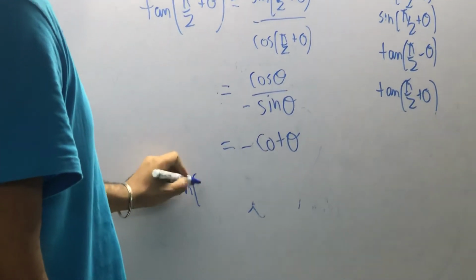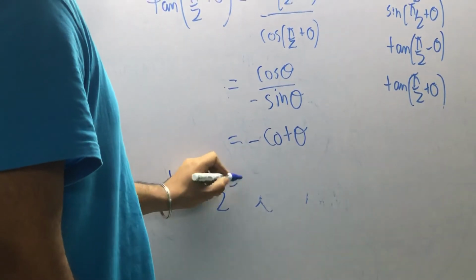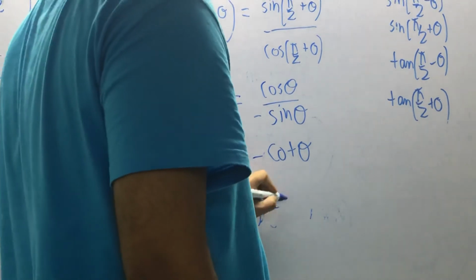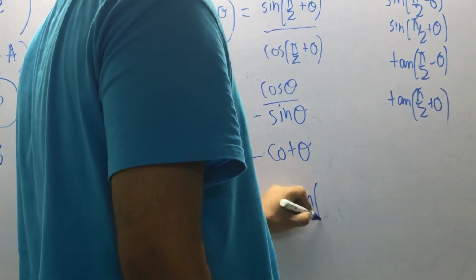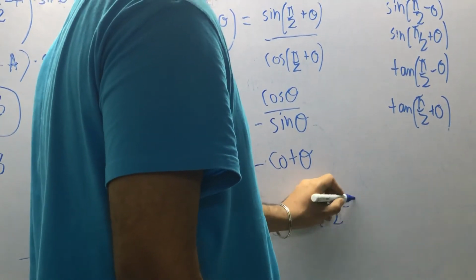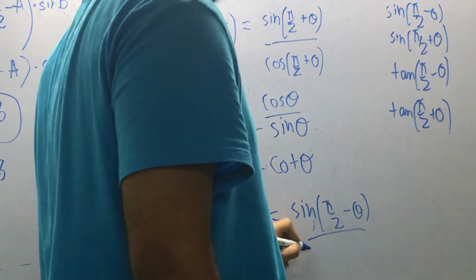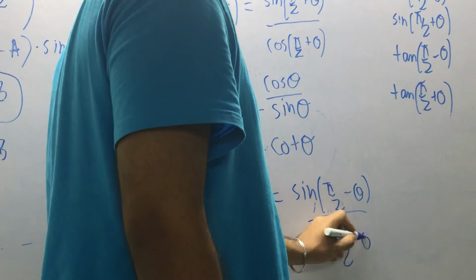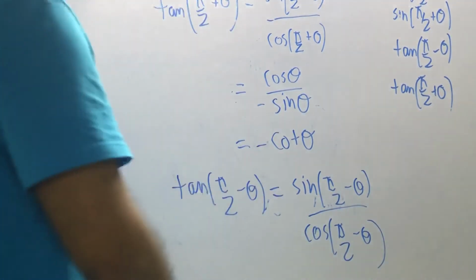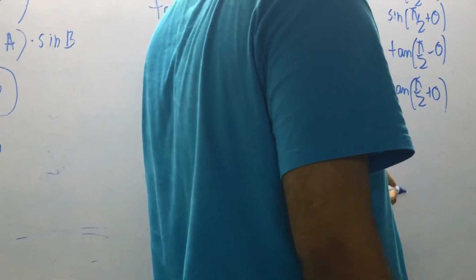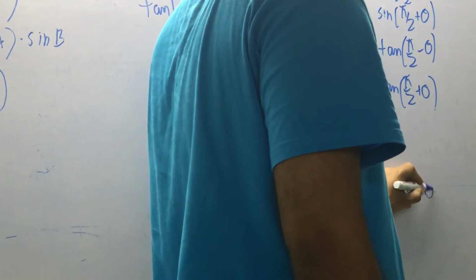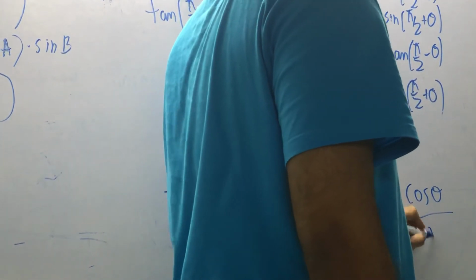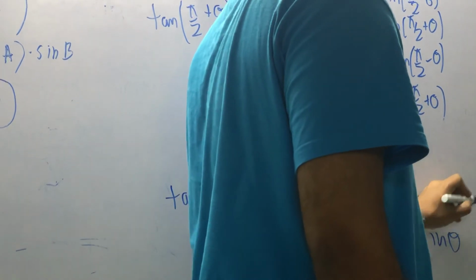tan(pi by 2 minus theta). What will that be? sin(pi by 2 minus theta) upon cos(pi by 2 minus theta). Just put in the values again. sin(pi by 2 minus theta) is cos theta, and cos(pi by 2 minus theta) is sin theta. So this will be cot theta.